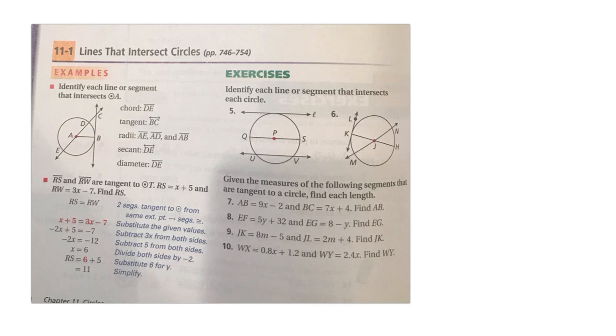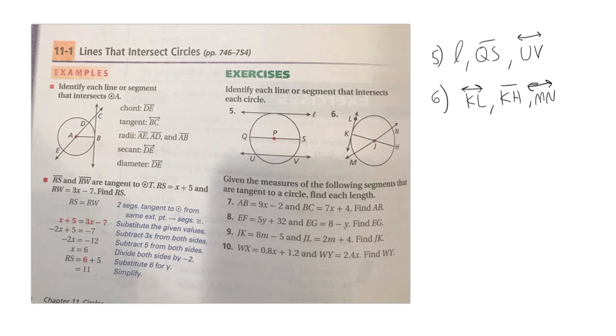Okay, so with regards to problem number 5, clearly the line L intersects the circle. Segment QS intersects the circle, and line UV intersects the circle. Okay, so that's the case with that. Let's see, problem number 6. Clearly line KL. It appears as though segment KH and line MN.